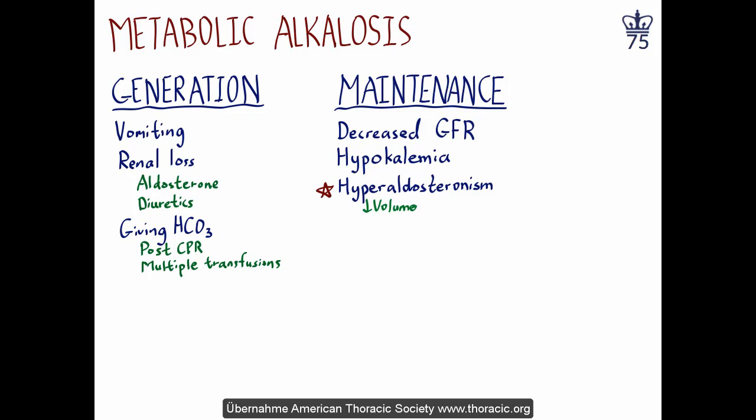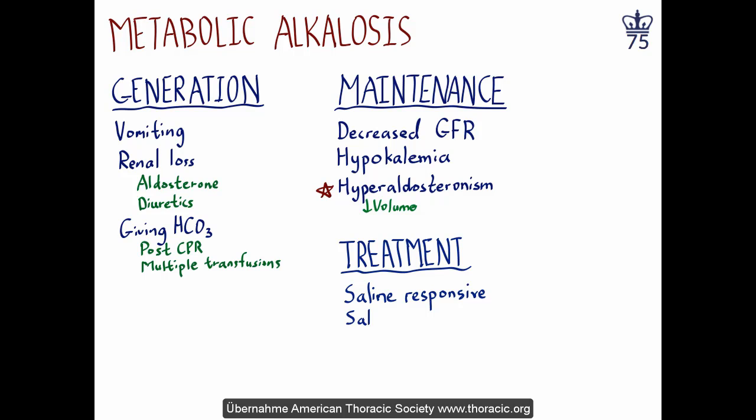So we can divide the treatment of metabolic alkalosis based on what's causing this elevated aldosterone. In a patient who has, for example, a lot of volume depletion, all we need to do is give intravascular volume back, and that will restore the aldosterone levels to normal, and you're then able to get rid of this excessive bicarbonate.